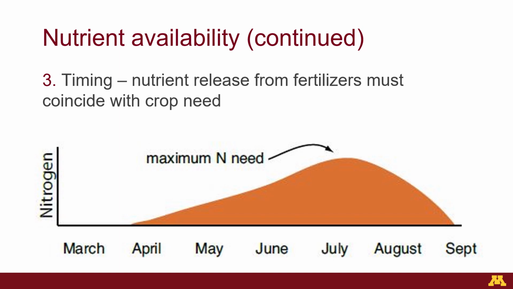rapidly decrease into September. For example, in this figure, which shows corn uptake of nitrogen throughout the season, we see that crop N increases steeply in the late stages of vegetative development, indicating that corn has a strong need for soluble, accessible nitrogen at that time. If nitrogen is released from fertilizer too soon or too late, it will not be available when the corn needs it.